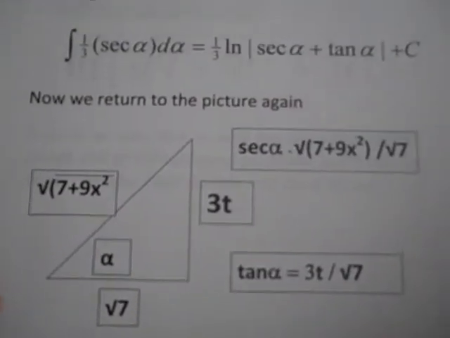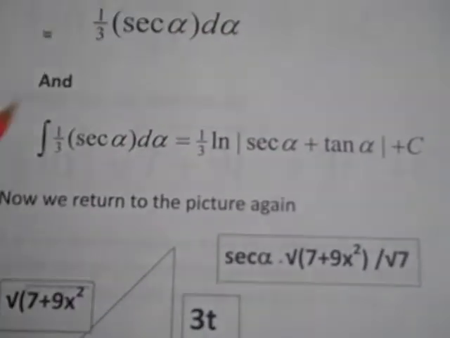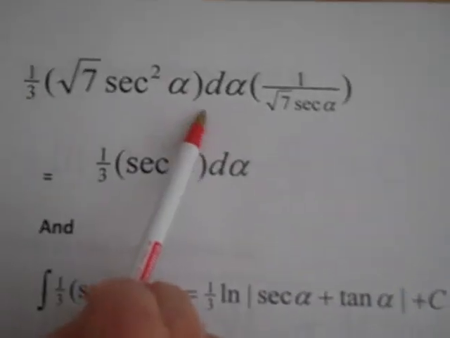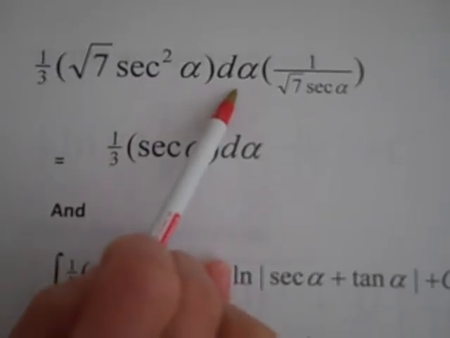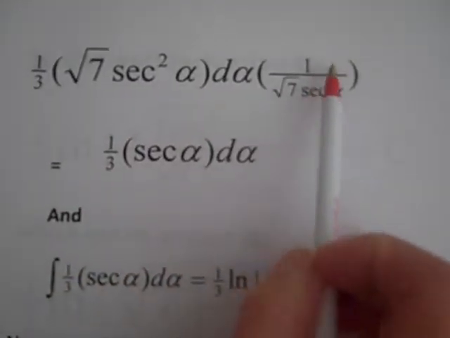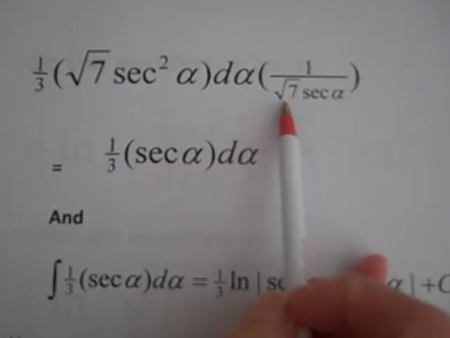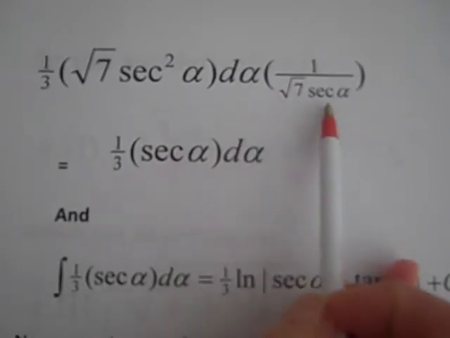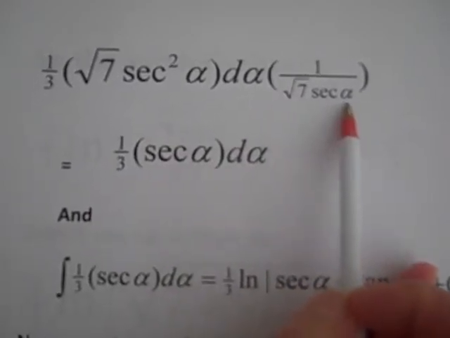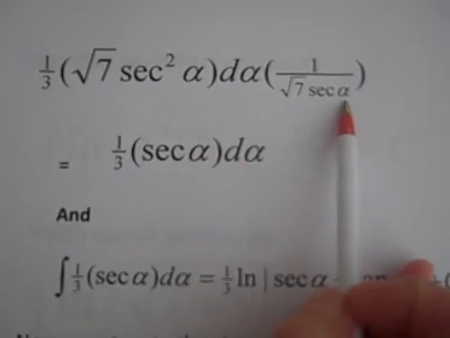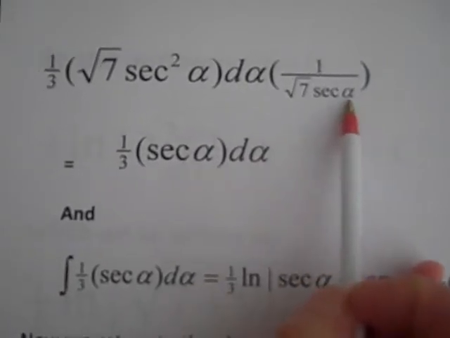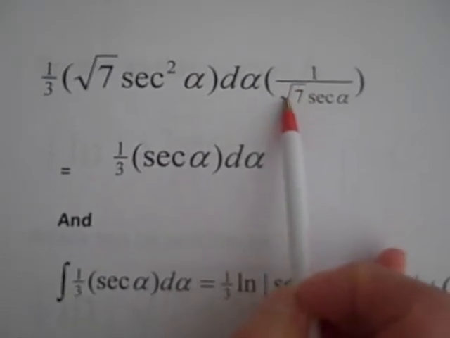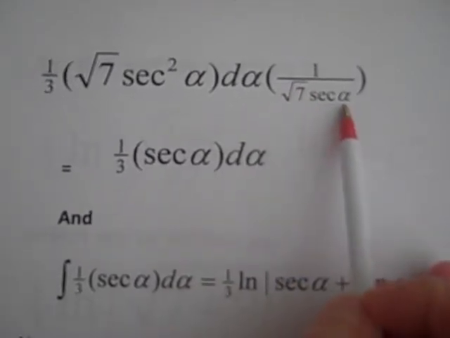Okay? Now, what do I have here then? Well, the numerator stayed the same: 1/3 square root of 7 secant squared alpha d alpha. And then I have 1 over, now remember I had that square root, so that's the square root of 7. And then I had 1 plus the tangent squared alpha, which is secant squared alpha. And the square root of the secant squared alpha is the secant of alpha. Notice I have the square root of 7, but I do not have it over the secant.